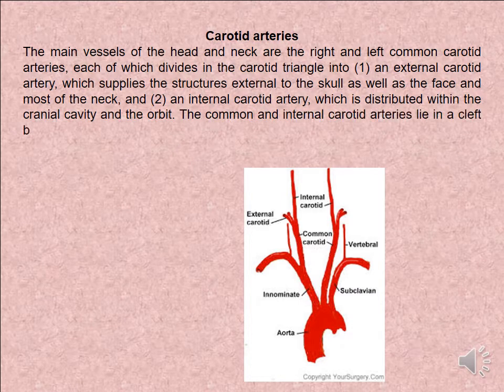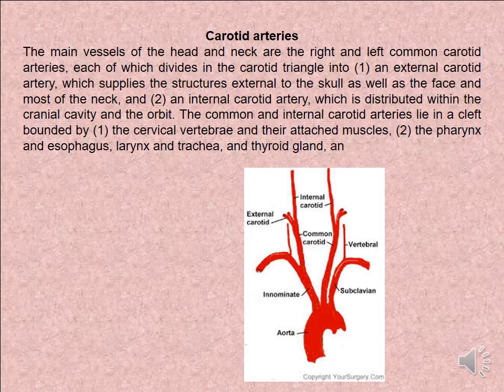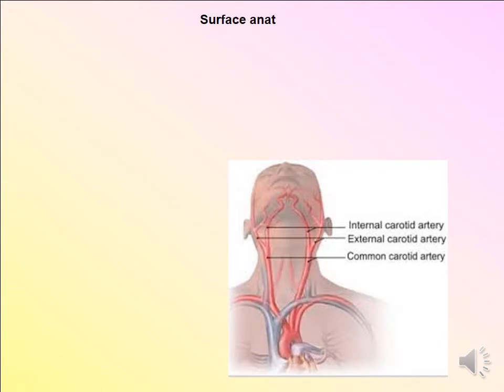The common and the internal carotid arteries lie in the carotid sheath, whose boundaries are, first, the cervical vertebrae and their attached muscles; second, the pharynx and esophagus, larynx, trachea, and thyroid gland; and third, the sternomastoid muscle. Now the surface anatomy of the carotid arteries.